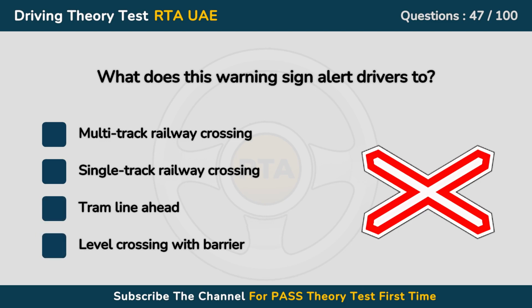A. Pass obstacle on left. B. Pass obstacle on the right. C. No passing. D. Road ends.